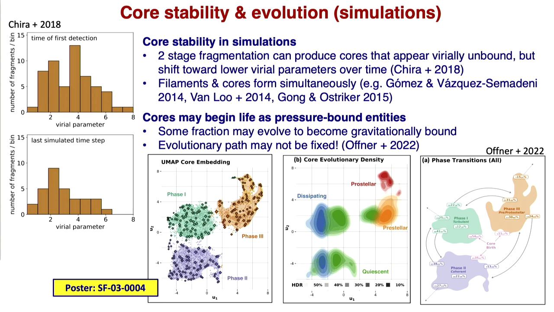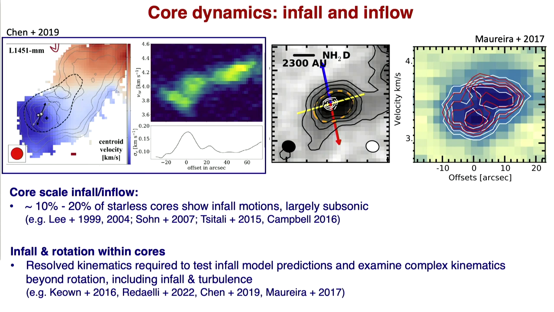Moving on to core dynamics, like I said, we now have a lot of observations that allow us to probe the internal dynamics of cores, from single dish to interferometer observations. If we look on the core scales at whether our cores are collapsing, 10 to 20% of starless cores show infall motions. Here the starless cores include both starless and prestellar; they weren't making a distinction. And the infall motions are largely subsonic.